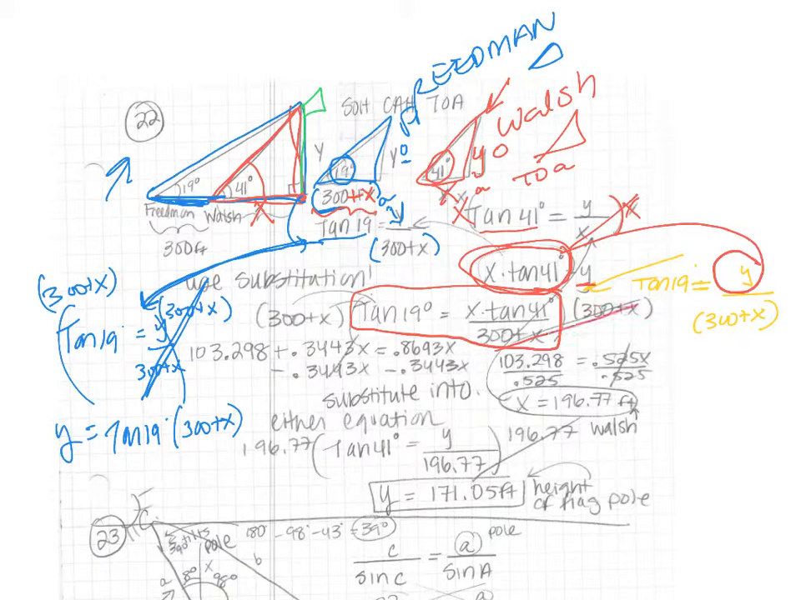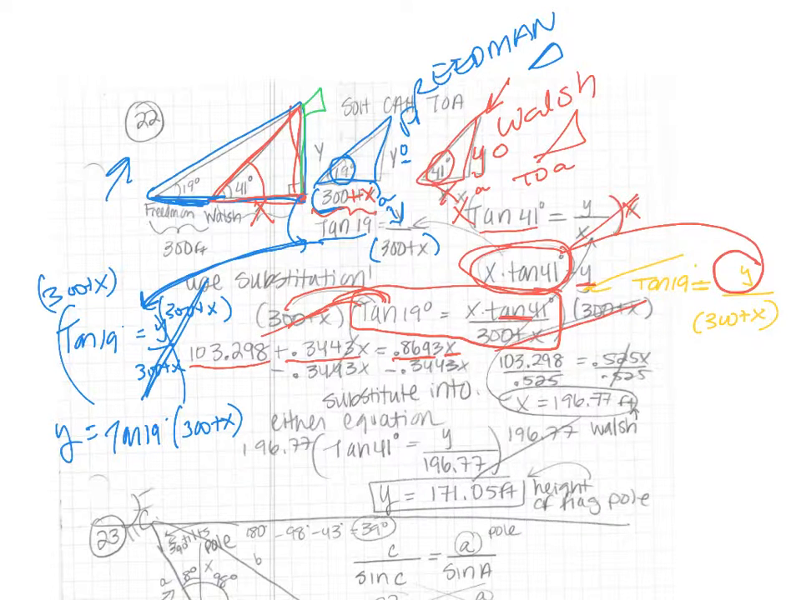We're going to multiply by the quantity in the denominator, and then on the right-hand side, we have x times tan of 41. So tan 41 becomes 0.693, I rounded. When you then distribute tan 19 degrees times 300, you get about 103.298. When you multiply tan 19 degrees times x, you get about 0.3443x. You're then just doing a basic algebraic equation.